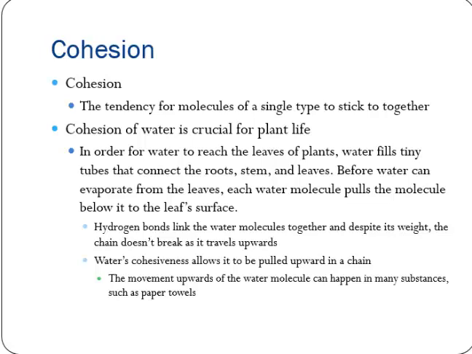Like, for example, in a plant, water enters the roots and gets drawn up the bark of a tree all the way to the leaves where it's needed. In order for the water to reach the leaves, water fills tiny tubes that connect the root, stem, and leaves. Before water can evaporate, it gets pulled up naturally all the way to the leaf surface. And that allows it to be pulled upward in a chain, which is a very unusual property.